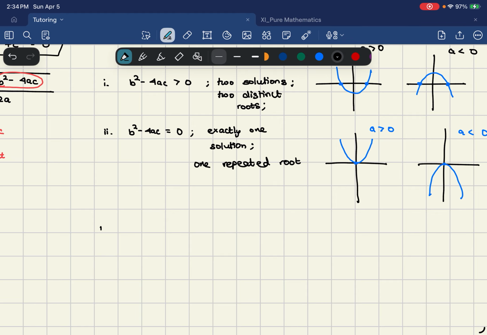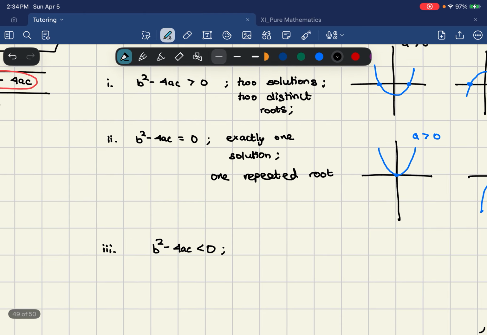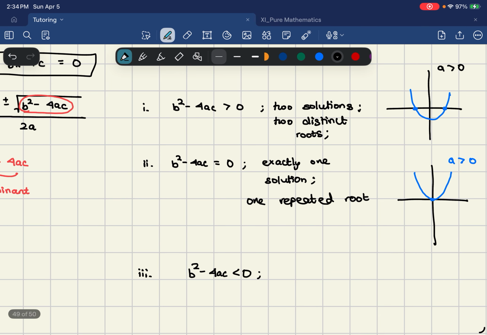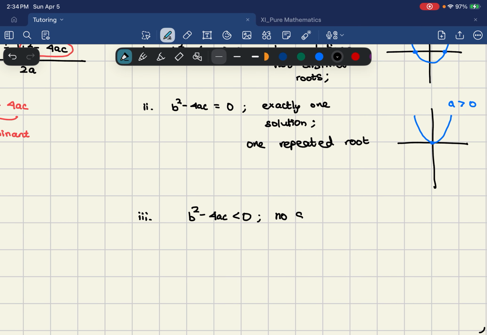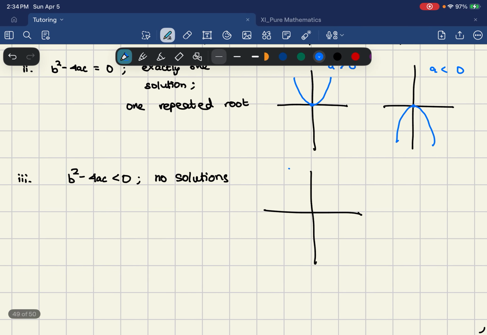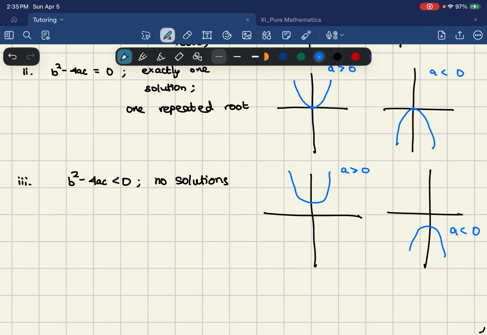And finally, if you have b squared minus 4ac less than 0, you have the square root of a negative number, which does not have a solution, at least when we're talking about real numbers. Without involving complex numbers, we can't really solve that equation. So if the discriminant is negative, we have no solutions. Your graph probably looks something like this if a is positive, or like this if a is negative. So it does not cut your x-axis at all.